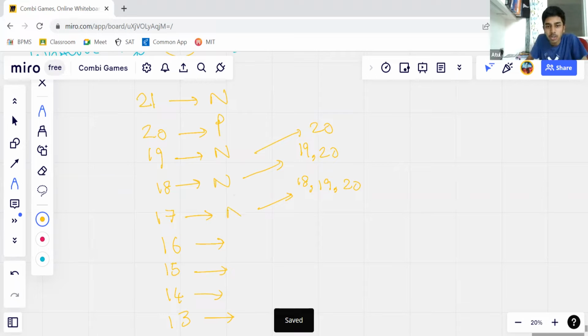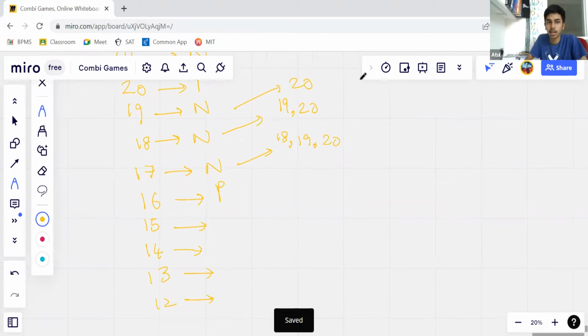Right. So 17 is an N position. And from 16, you can either go to 17, 18, or 19, which are all N positions. So it is a P position. Because the guy who's going to play now, whatever he does, he's going to reach an N position, and so he's going to lose.